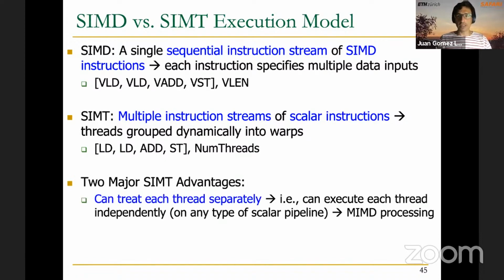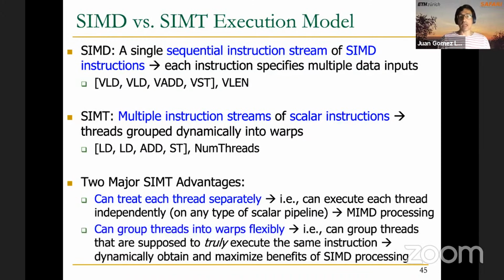So this programming model, or this execution model, has two main advantages. The first one is that each thread can be treated separately. So you can write a CUDA program where each individual thread, thread 0, thread 1, thread 2, thread 3, and so on, does completely different things. And then the hardware will put these threads together as much as possible and execute them together in order to exploit the SIMD execution units.